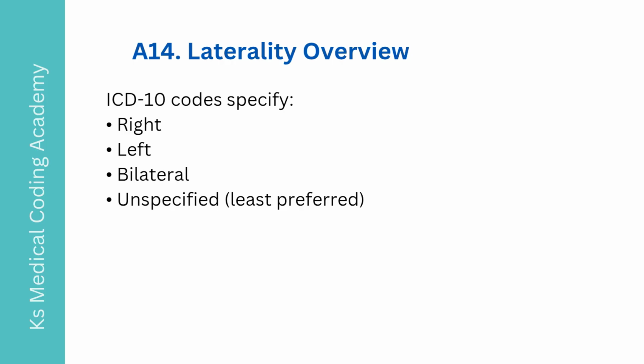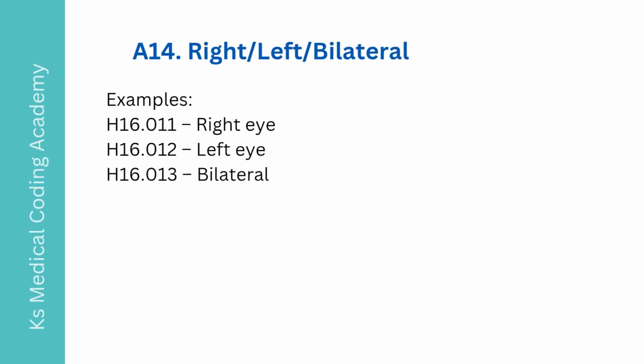Laterality overview. ICD-10 codes commonly specify laterality: right, left, bilateral, or unspecified. Laterality improves specificity and is an important part of accurate coding. Right, left, bilateral. Examples. H16.011 is coded for the right eye, H16.012 for the left eye, and H16.013 when both eyes are affected. Use the exact laterality documented.